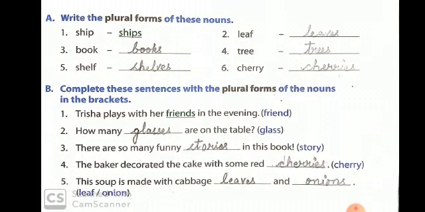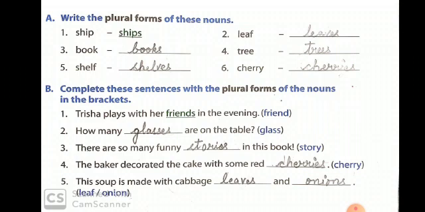Now come to the exercise. Here first question, write the plural forms of these nouns. Here noun words are given and we have to write its plural form. To write its plural form, we'll see the last letters. Ship, ships. Leaf, leaves. Here leaf ends in f, so we'll change f into ves to make its plural.